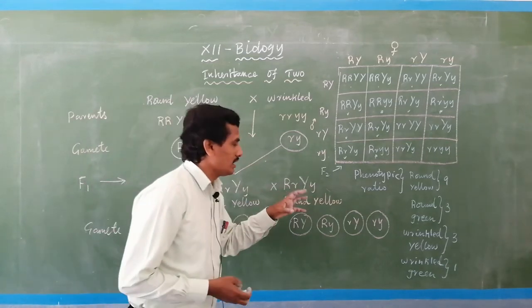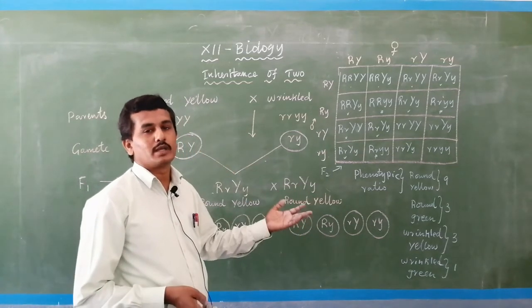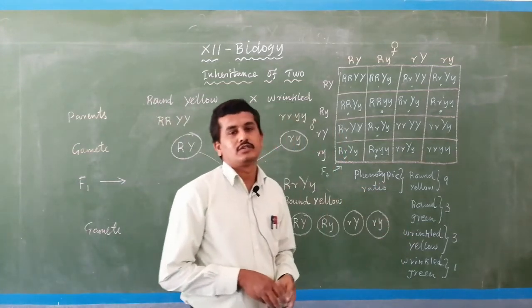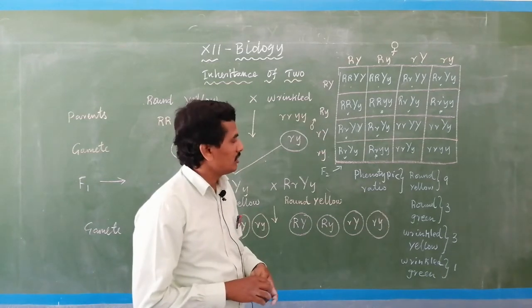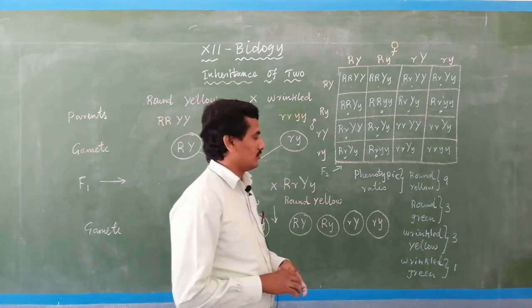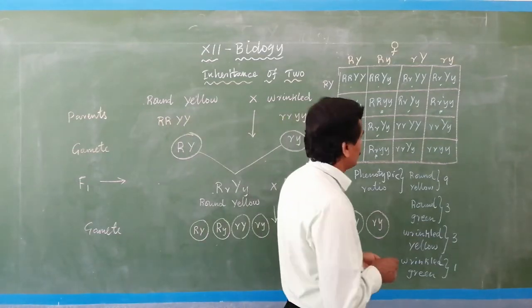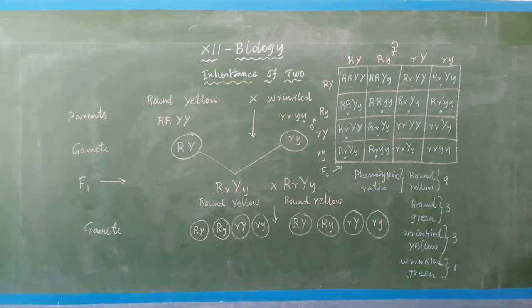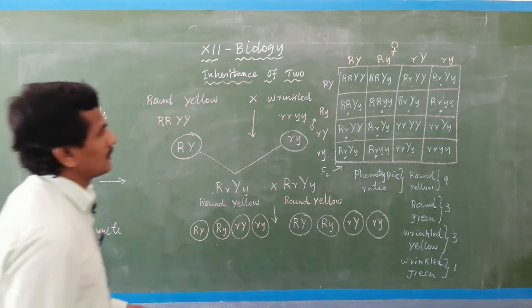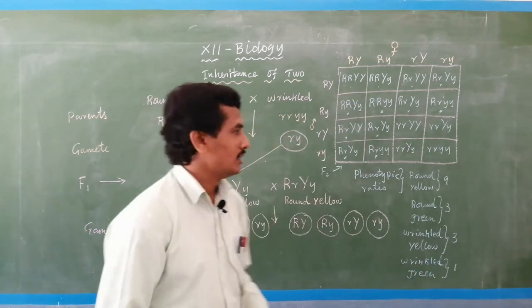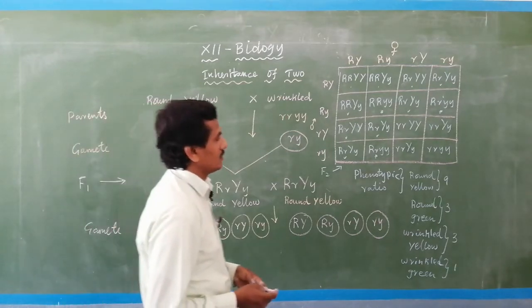But how many types of plants are produced? Only 4 types. How many plants? 16 plants are produced. How many types? Only 4 types of plants are produced. The next one is the genotypic ratio of the same dihybrid cross.